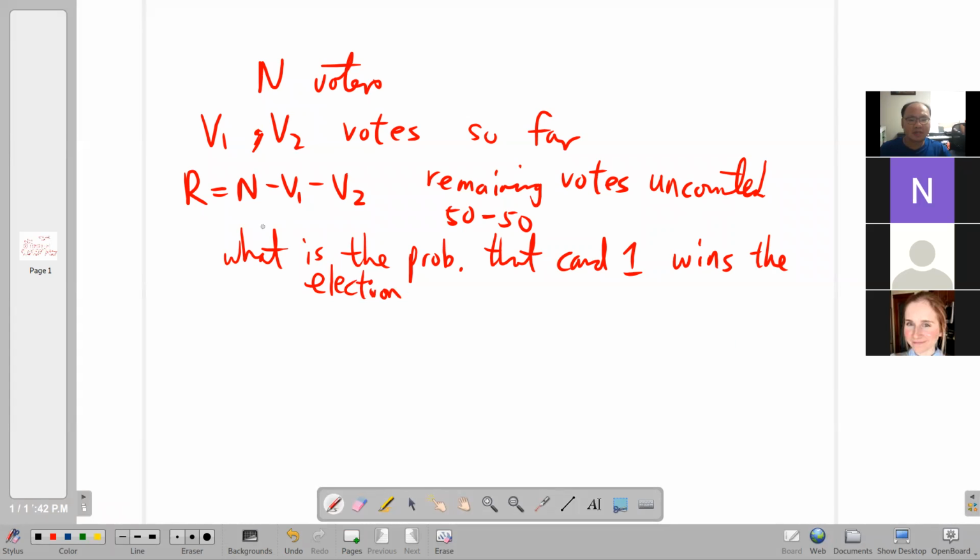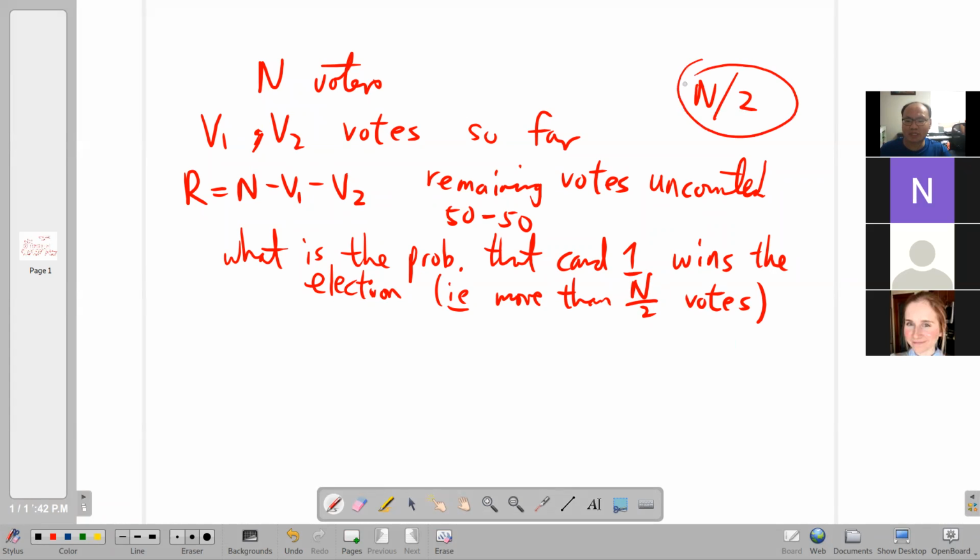Okay, so how do you win the election, i.e. more than N over 2 votes, more than half the vote? When I write this, you have to always remember that N is an integer. I'm writing N over 2 like this as opposed to N/2, because N/2 is the C++ version of division, which may or may not be what you want. Because it's integer division, I'm writing the mathematical N over 2 so that it can have fractions.